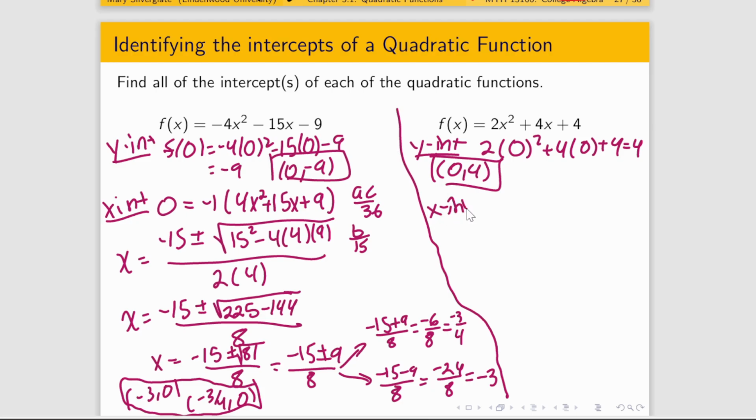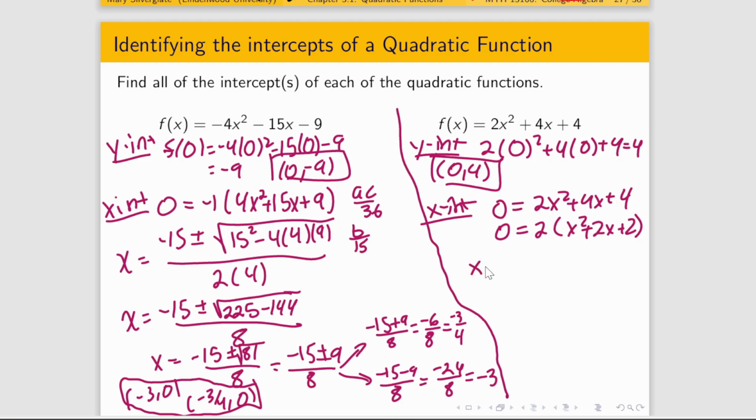For the x-intercept, you plug in 0 for f(x). Then you want to pull out your greatest common factor. In this case, that would be 2. 2x squared divided by 2 leaves you with x squared. 4x divided by 2 leaves you with 2x. 4 divided by 2 leaves you with 2. Then you ask yourself, is this factorable? Is there anything that multiplies to 2 and adds to 2? In this case, there is not.